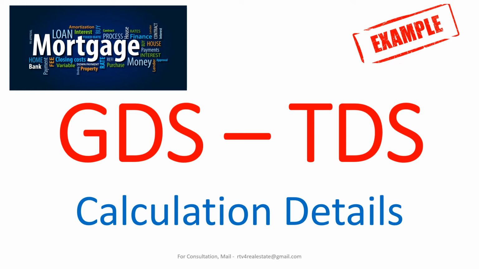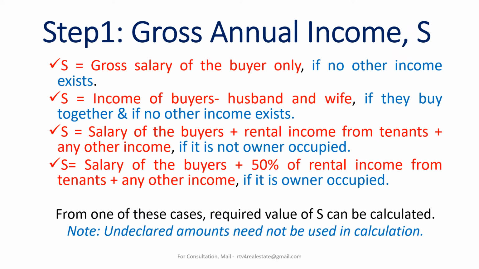Let us see the calculation details of GDS and TDS. Step 1, Gross Annual Income, S. S equals gross salary of the buyer only, if no other income exists. S equals income of buyer's husband and wife, if they buy together and if no other income exists.